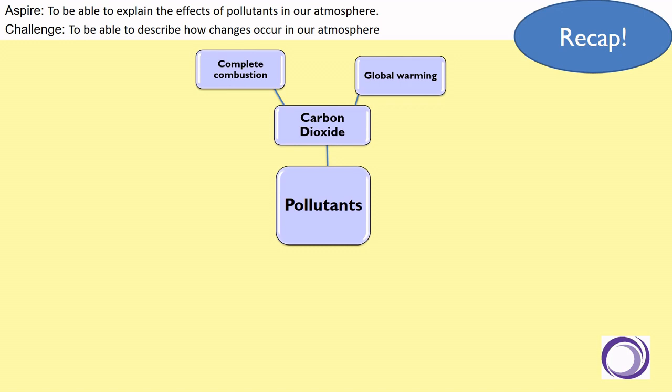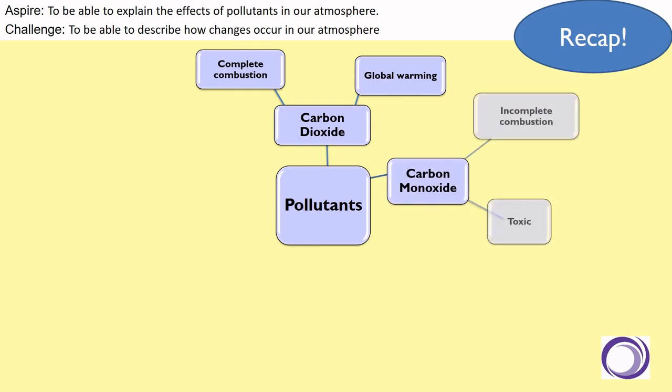Now, if there is not enough oxygen for that fuel to burn, we get two other pollutants form instead. The first is carbon monoxide, which is formed during that incomplete combustion and is toxic. Remember, we talked about how it's sometimes called the silent killer, as it has no smell and no taste, and it has to be detected pretty much by a carbon monoxide detector. We wouldn't know if that was building up in our houses otherwise. And carbon particulates, which again form during incomplete combustion and are linked to global dimming.